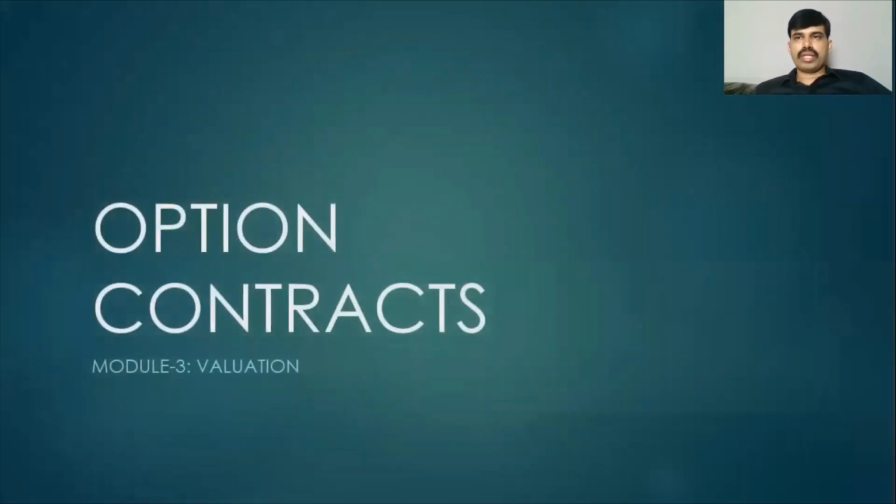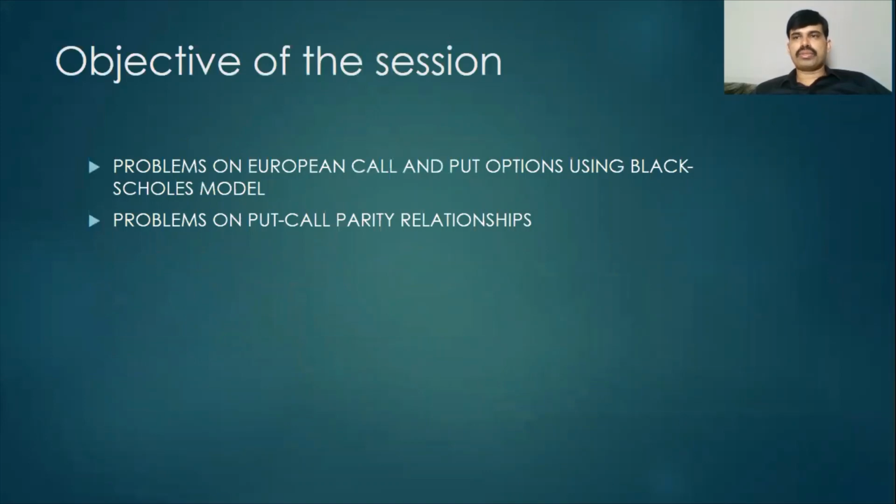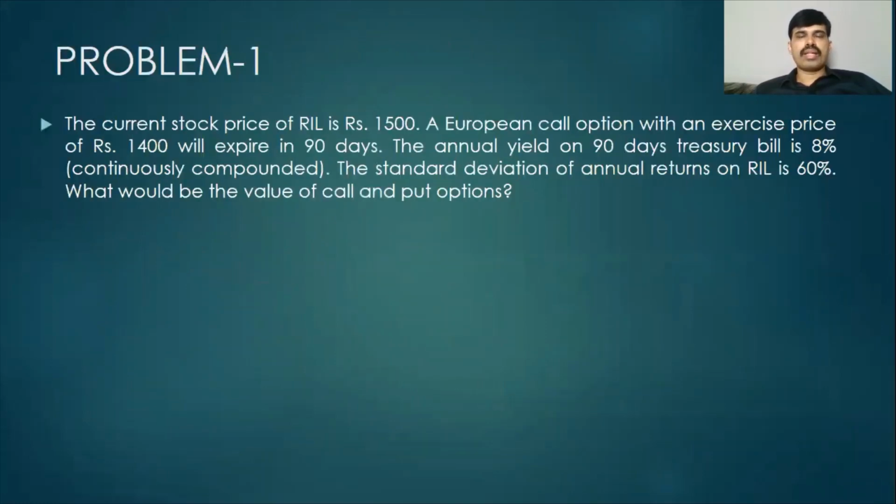We were currently in module 3 on options contracts, where the main objectives of today's session will be to discuss problems related to European call and put options using the Black-Scholes model, and problems on put-call parity relationships. Now consider the first problem.